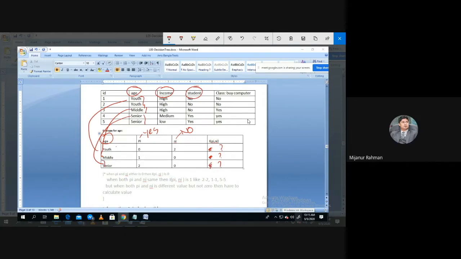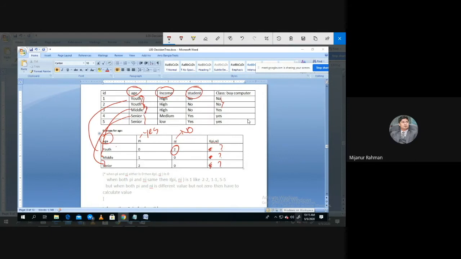So dear, let's start with youth. Youth Pi is 0. Why 0? Because in the youth there is no yes. Is there any yes? No. You will not find yes here. So this is the reason yes is 0. Again, if you don't understand, you can ask me. Okay, dear. Now let's think about the youth. Is there a no? Yes, there are 2 no. So this is the reason Ni is 2. I think you can understand. So the no is 2.